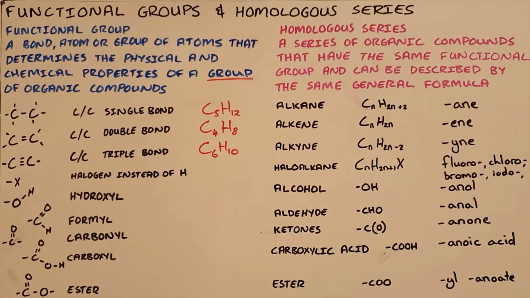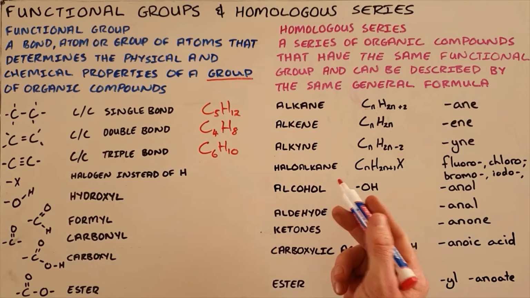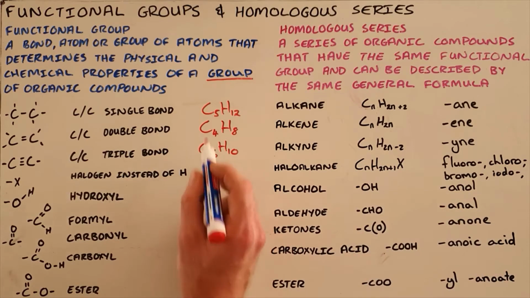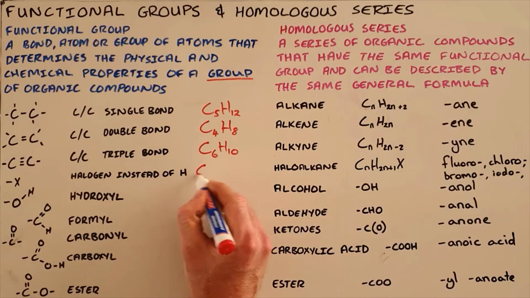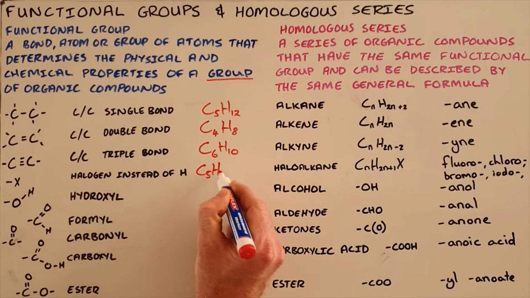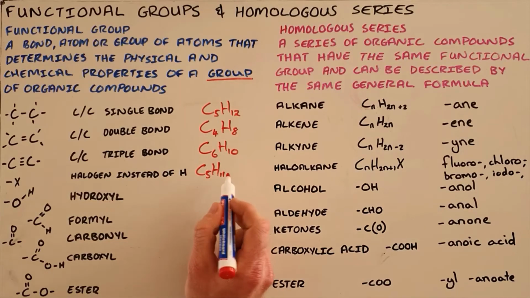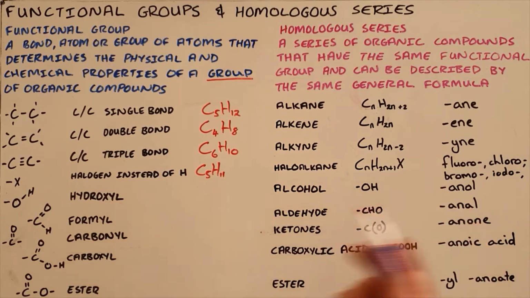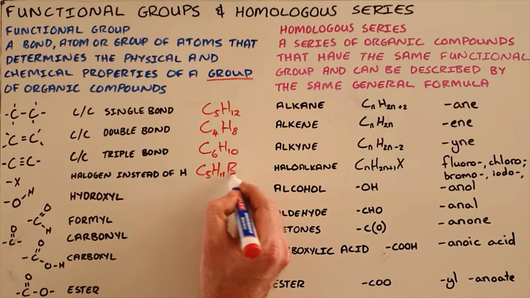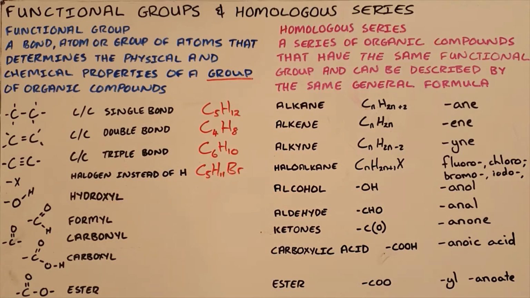Then we get haloalkanes, where one of the hydrogens is replaced by a halogen, the halogens being fluorine, chlorine, bromine, and iodine. And in that case, our general formula, if we took the original alkane, would be C5H11X, because one of the hydrogens has been replaced, where X represents any one of the halogens, in this example, bromine.